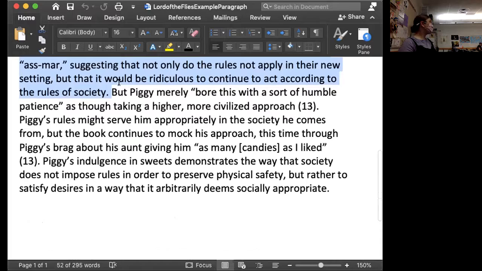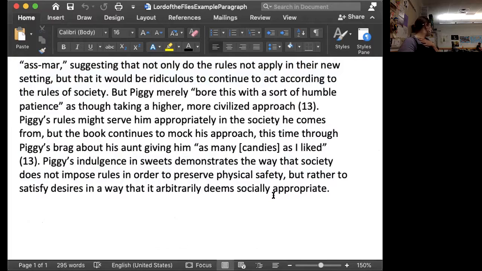And then I say, "But Piggy merely bore this with a sort of humble patience, as though taking a higher, more civilized approach." Piggy's rules might serve him appropriately in the society he comes from, but the book continues to mock his approach, this time through Piggy's brag about his aunt giving him as many candies as they liked. Piggy's indulgence in sweets demonstrates the way that society does not impose rules in order to preserve physical safety, but rather to satisfy desires in a way that they arbitrarily deem socially appropriate.